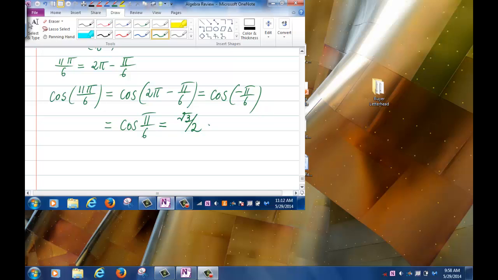By the way, pi over 6 is what? Pi over 6 is 30 degrees, right? Remember, pi is 180, so 180 over 6 is 30. And we know cosine 30 is root 3 over 2. Remember, we looked at the 30, 60, 90 triangle, and we saw that cosine 30 was root 3 over 2. Okay?